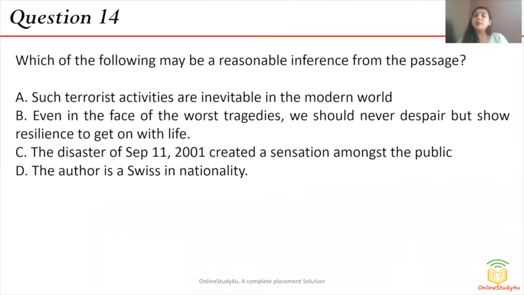Which of the following may be a reasonable inference from the passage? Such terrorist activities are inevitable.